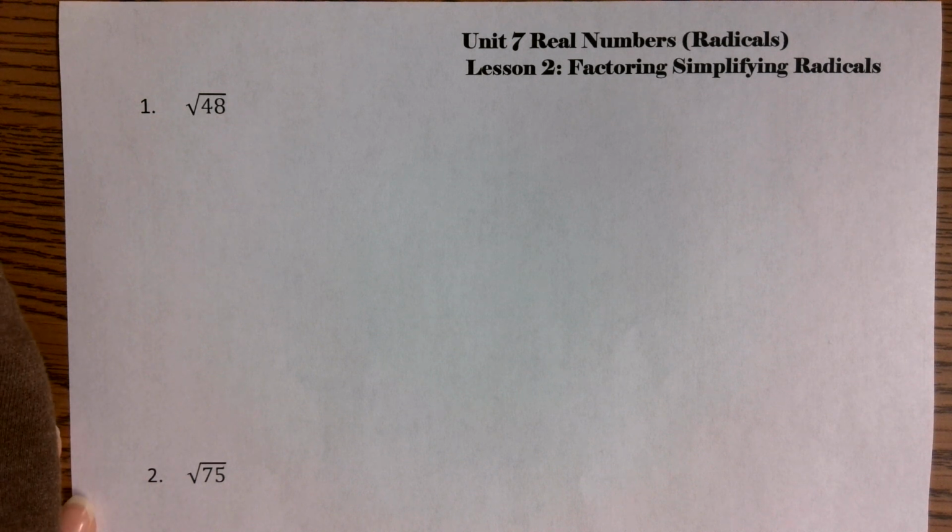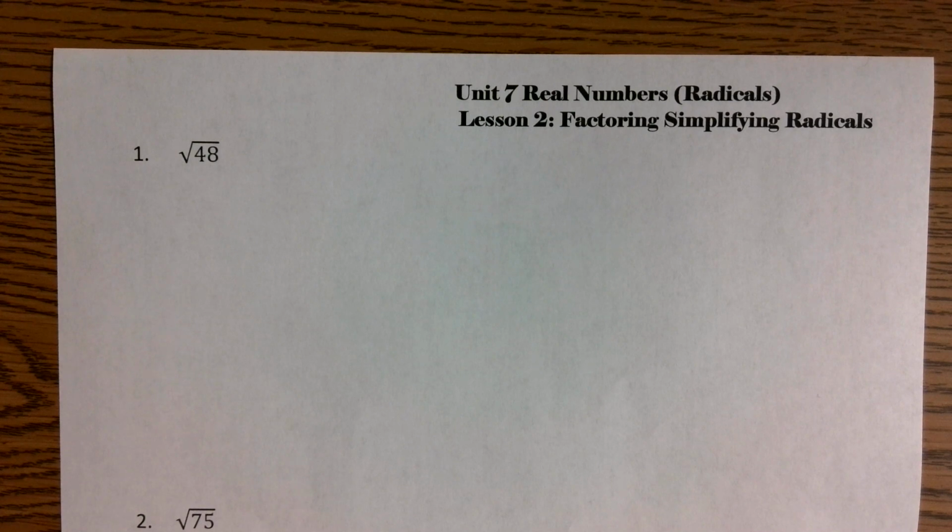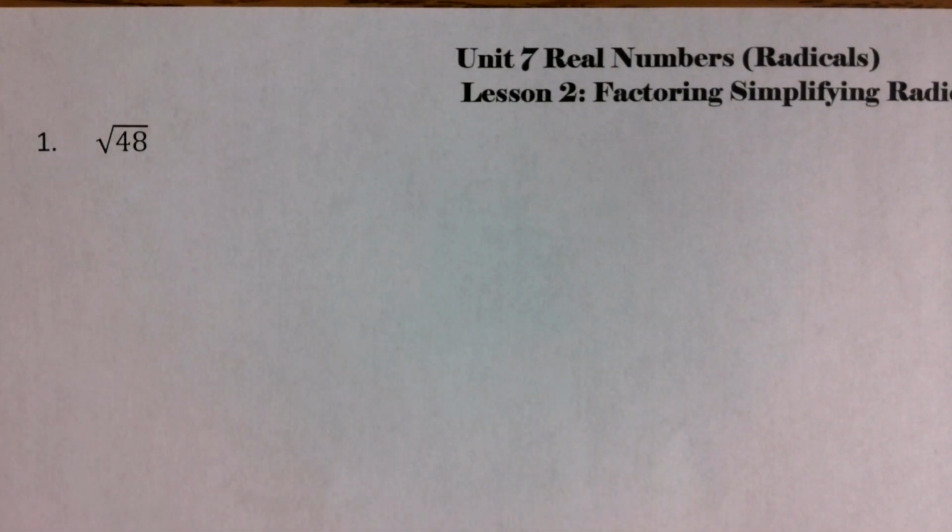When we need to simplify values that are not perfect, we have to think of perfect squares that could possibly go into the value. So again, 48, not a perfect square, but it does have a perfect square that we can divide into it. So write this down.